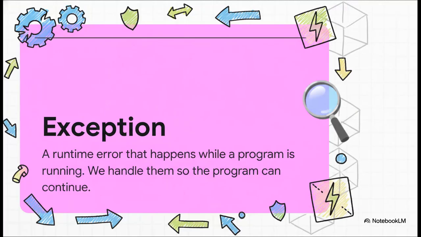Let's get clear on what we're talking about here. An exception. That's just Python's fancy word for an error that pops up while your program is actually running. And our goal isn't to stop errors from ever happening. I mean, that's pretty much impossible. The real goal is to catch them and respond intelligently so the program can keep going.